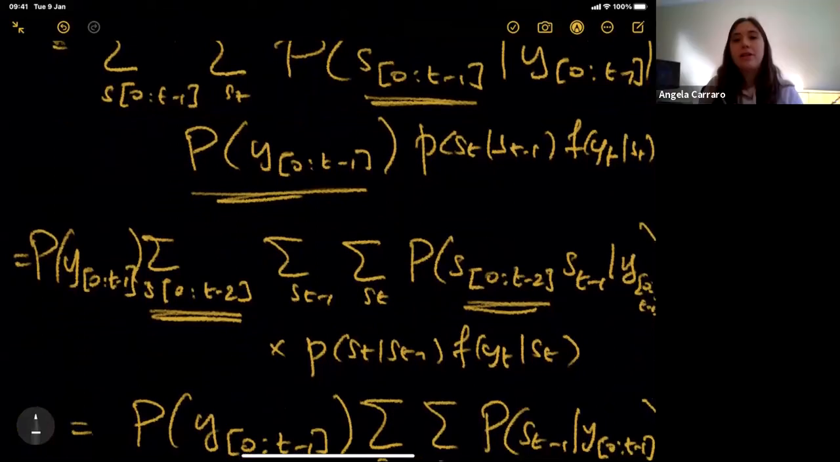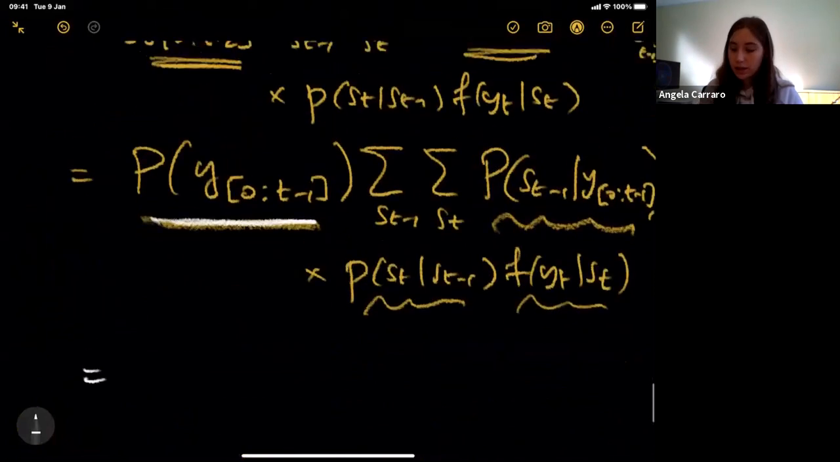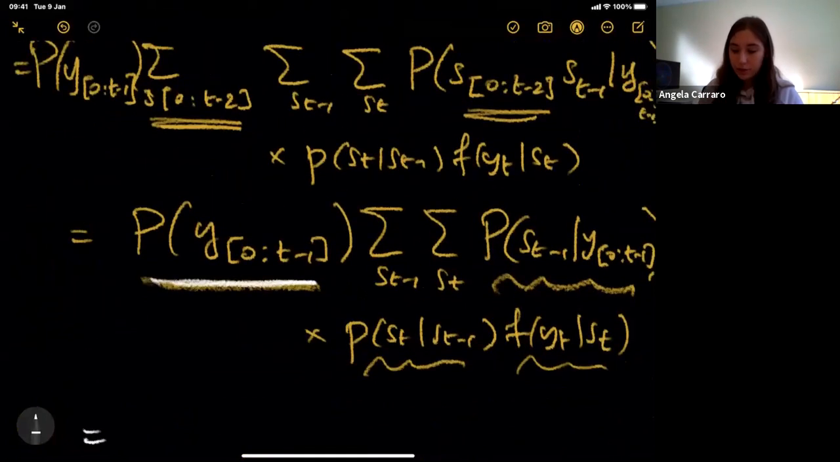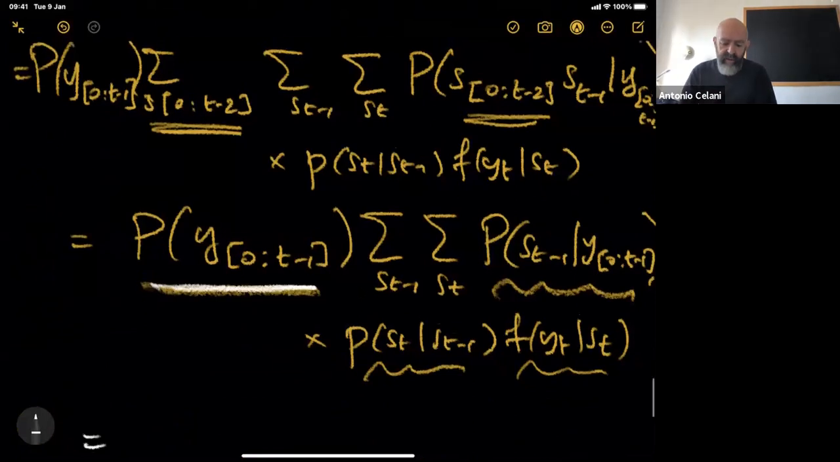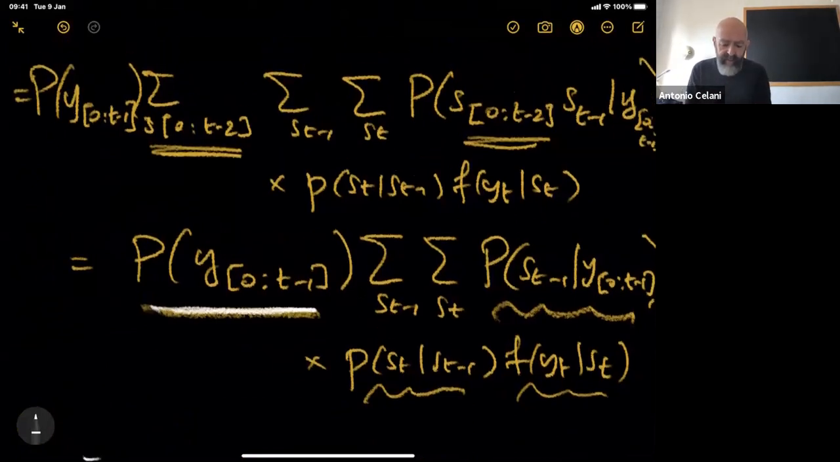Okay. Actually, I have another question. Yes, please. In the last passage, we are erasing the reference to S from 0 to t minus 2. Yeah, we are summing over all possible occurrences. We are not erasing. We are actually performing the sum here. So if you look at this sum here, this is the probability over the last step.